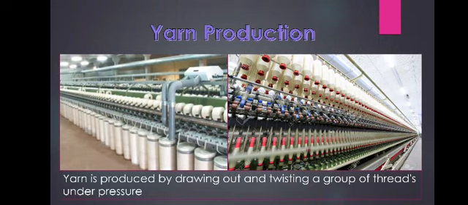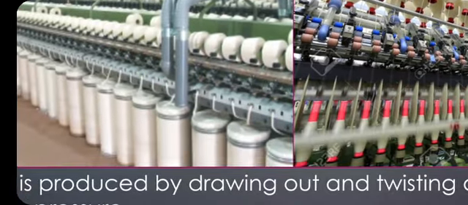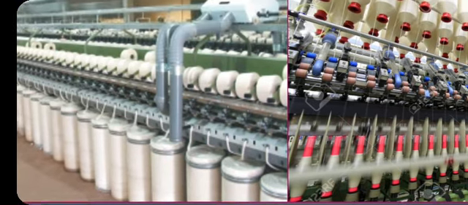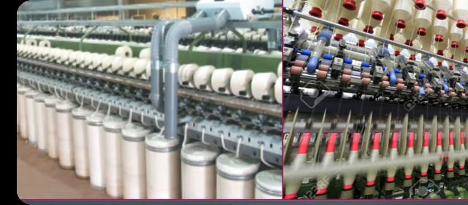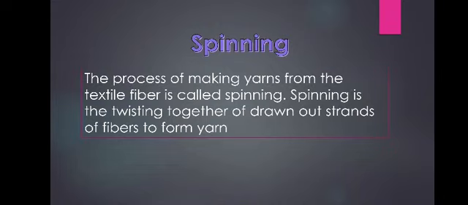Okay, then from these slivers yarns are produced. This is a yarn producing machine. These are the slivers, you can see them clearly here. These are the sliver bins from which slivers are taken and the fibers are formed. Then the spinning process. The process of making yarns from textile fiber is called the spinning process. Spinning is the twisting together of drawn out strands of fibers to form a yarn.